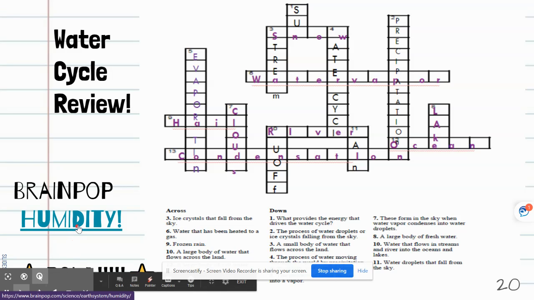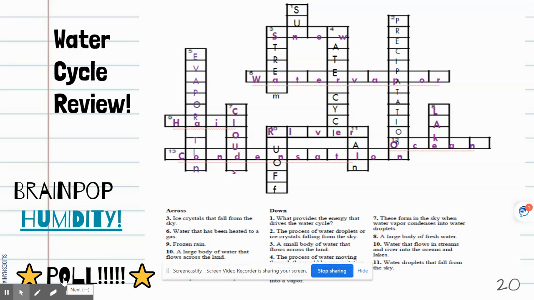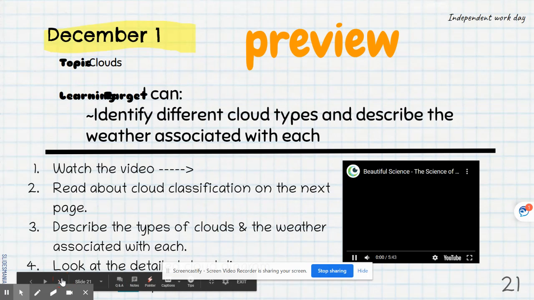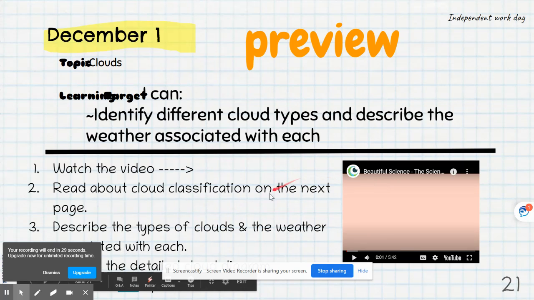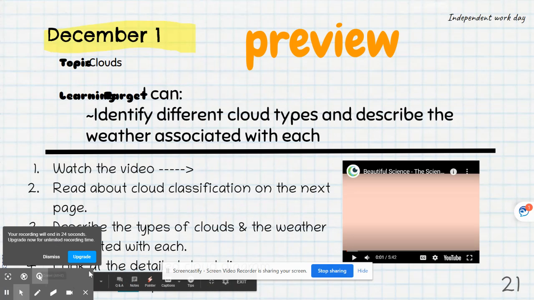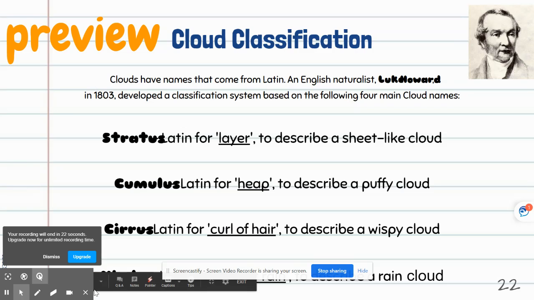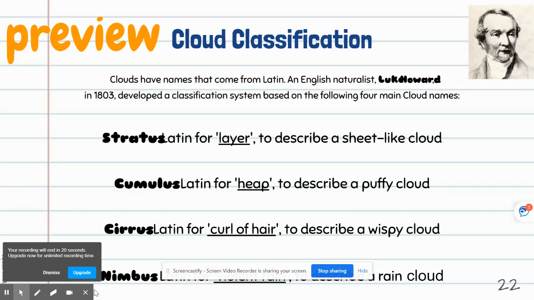The students then watched a BrainPOP on humidity, and we did a couple of questions to make sure we got what we were supposed to out of the lesson with a poll. We then previewed tomorrow. Tomorrow is Tuesday, December 1st. You have 5 things to do. You have to watch the video in the notebook. You need to read about clouds, describe the clouds, look at the picture, and then complete assignment 15, or excuse me, the assignment in the notebook.